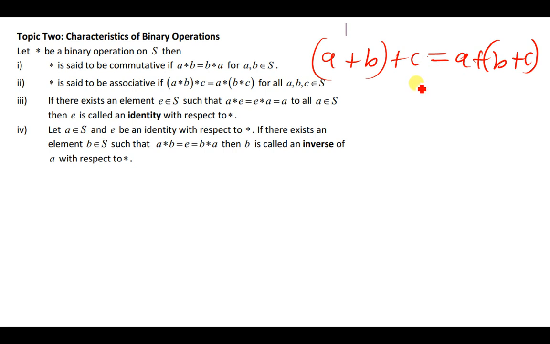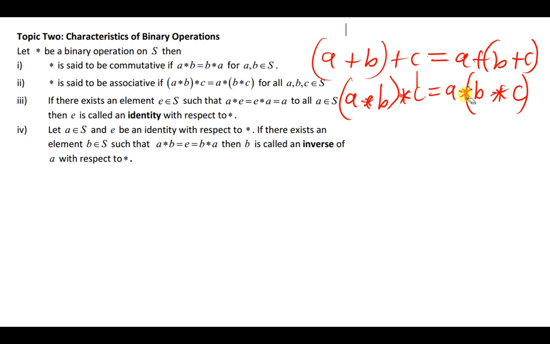So in operation form, you can just write this as A star, and star can be any operation. If this is equal to this, oh sorry, not this, so the brackets will be on B and C now.